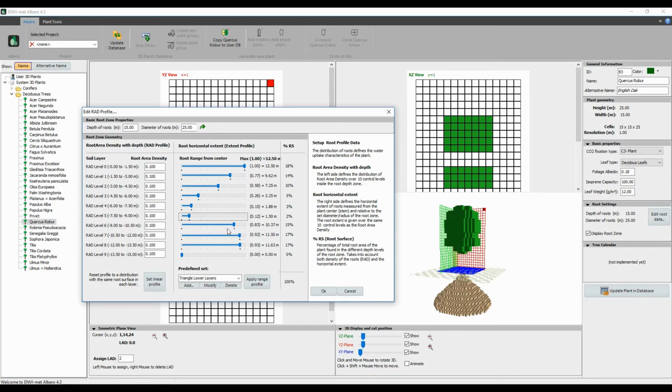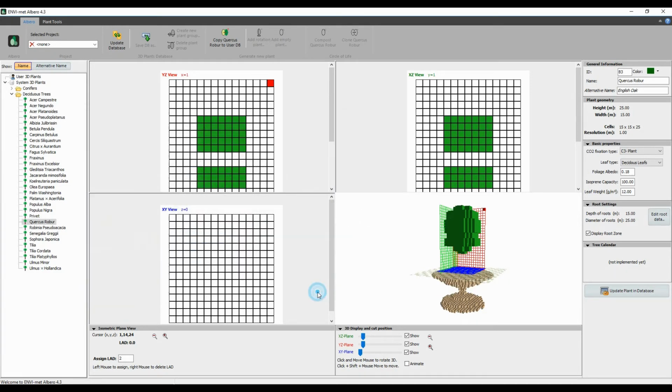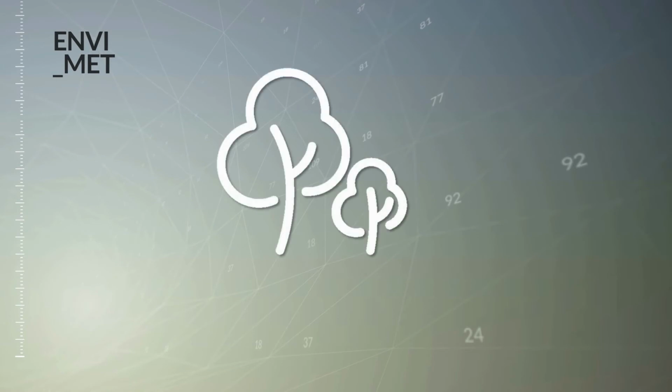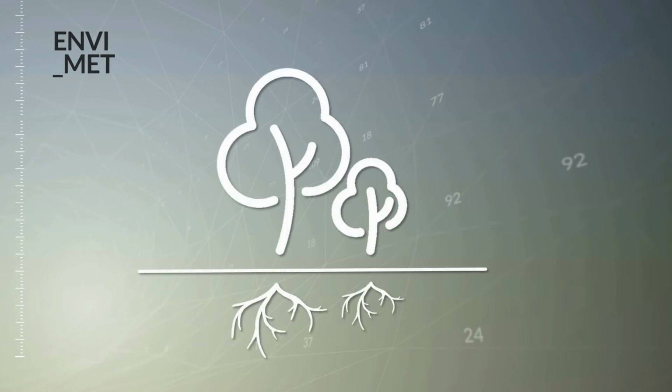Since absolute values of the root area density are almost impossible to acquire, the root area density of a layer represents nothing but a weighting factor to calculate the share of root surface area for each vertical layer. The extraction of water from the soil model due to transpiration in the tree's leaves depends on the share of root surface area, weighted with the water availability in the soil.